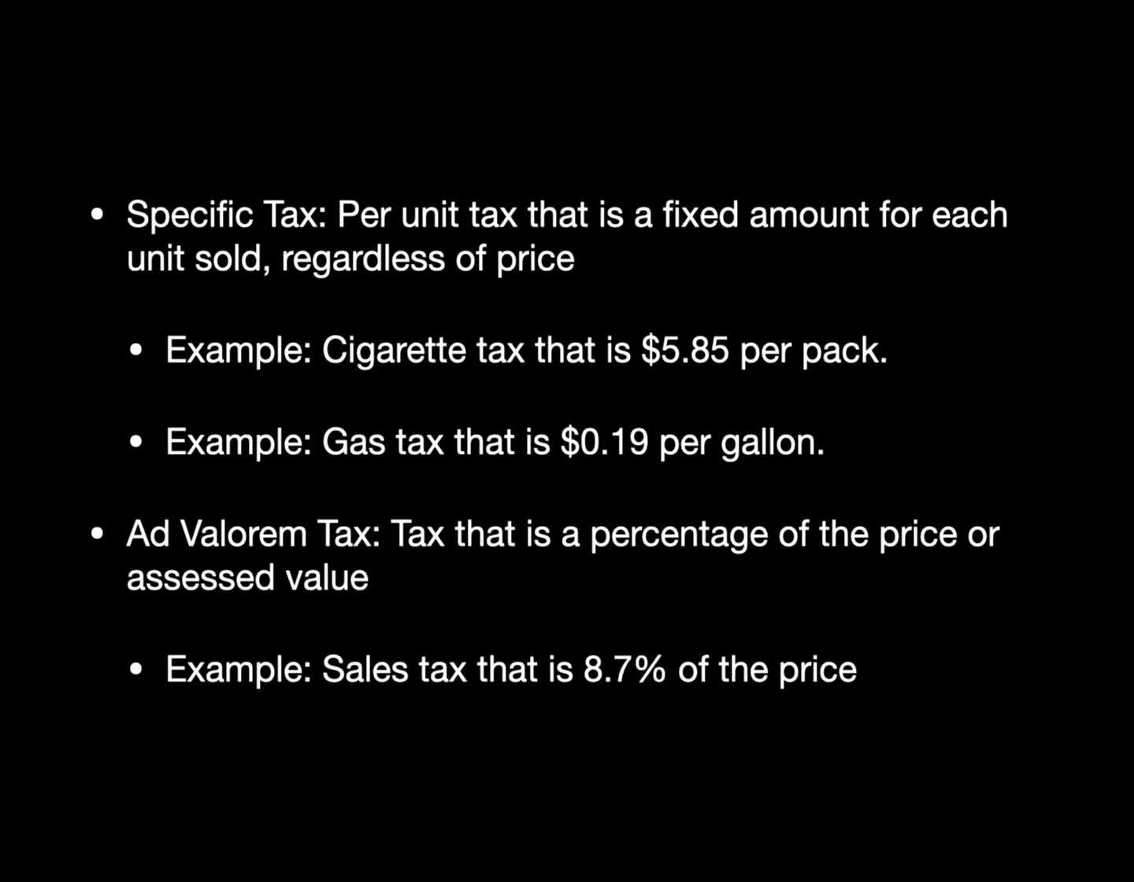In both of these examples, the tax does not depend on the price, but is the same amount for each unit that is sold. An ad valorem tax is a tax that is a percentage of the price or assessed value. An example of an ad valorem tax would be a sales tax that is 8.7% of the price. The effects of an ad valorem tax are very similar to a specific tax, so the analysis for an ad valorem tax is very similar to the analysis we're going to do here for a specific tax.